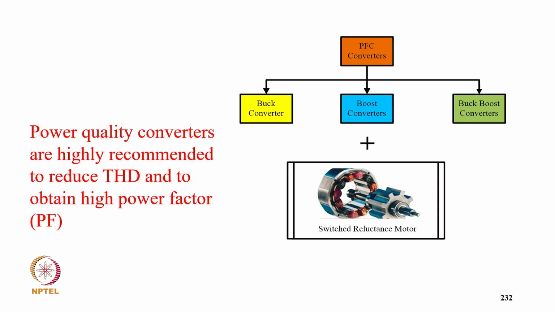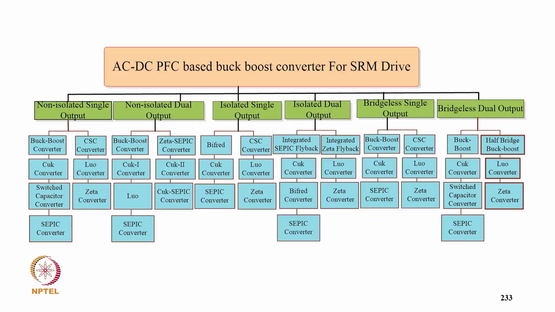And now of course for power factor correction converter we can have buck converter, boost converter or buck-boost converter. So power quality converters are highly recommended to reduce the THD and to obtain high power factor. So this is a classification of AC/DC PFC-based buck-boost converters in SRM drive.